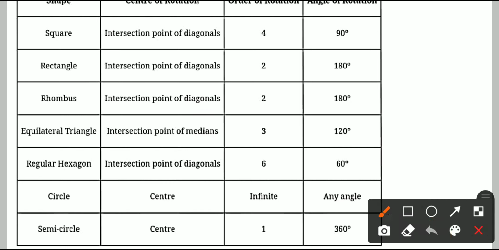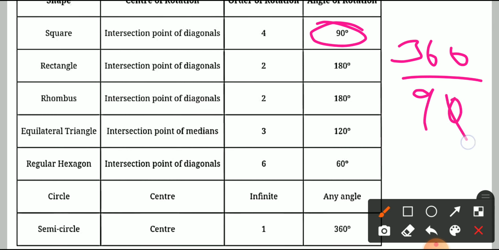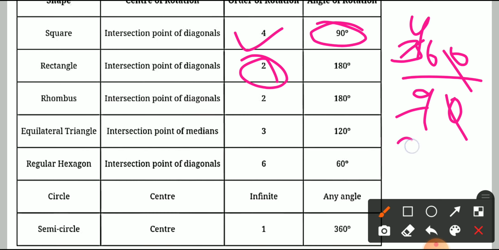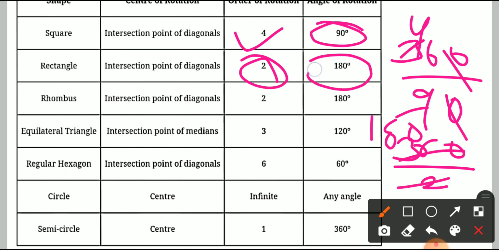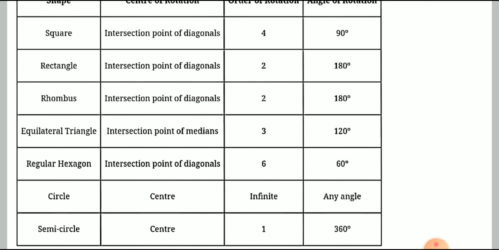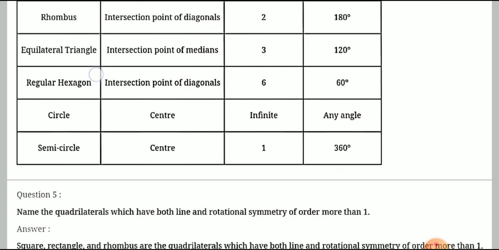Okay, so if you know the angle of rotation, then you can easily count the order. I told you 360 degree is the complete angle. Suppose the angle of rotation is 90 degree, by this you can calculate the order of rotation. 90 times 4 is 360. Or if you have the order of rotation and you need to calculate the angle of rotation, again you can do the same thing. You divide it and you will get the answer, which is the angle of rotation. Okay, 180 degree. So this question was also completed.